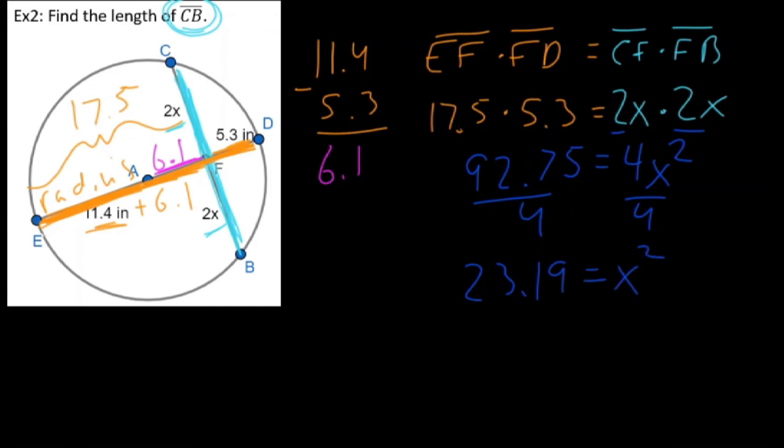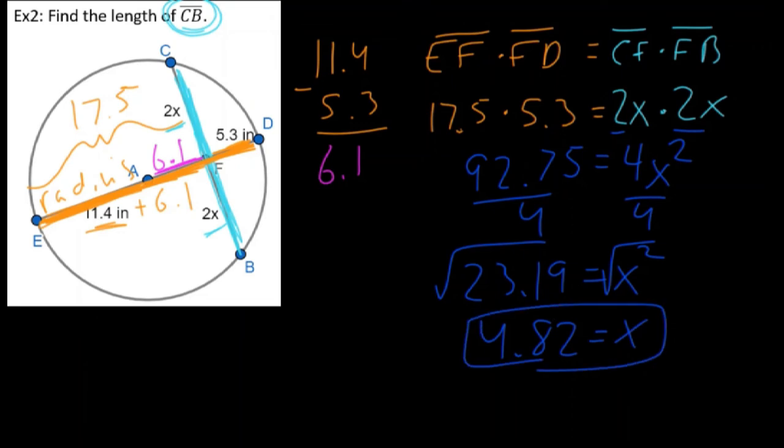And you have to ask yourself at this point, how do I get rid of a square? Of course, the opposite of a square is to take the square root. And of course, what we do on the right, we have to do on the left. And it turns out that the square root of 23.19 would give us roughly 4.82. And that will equal our value of x.